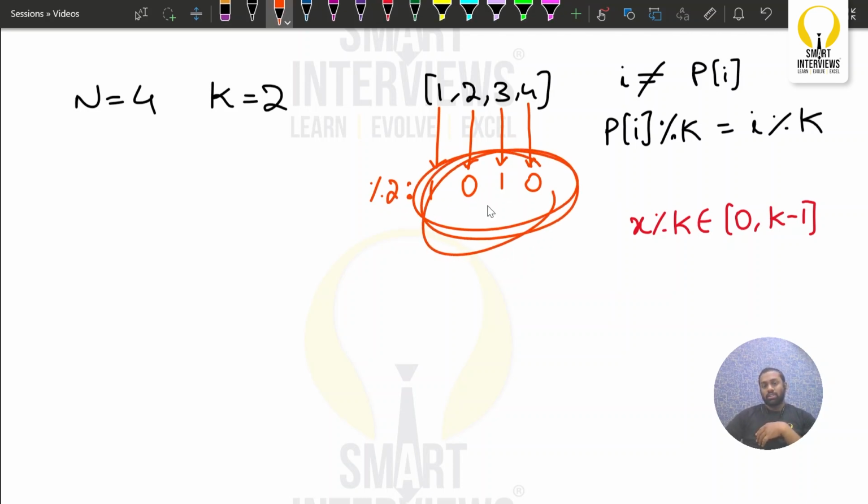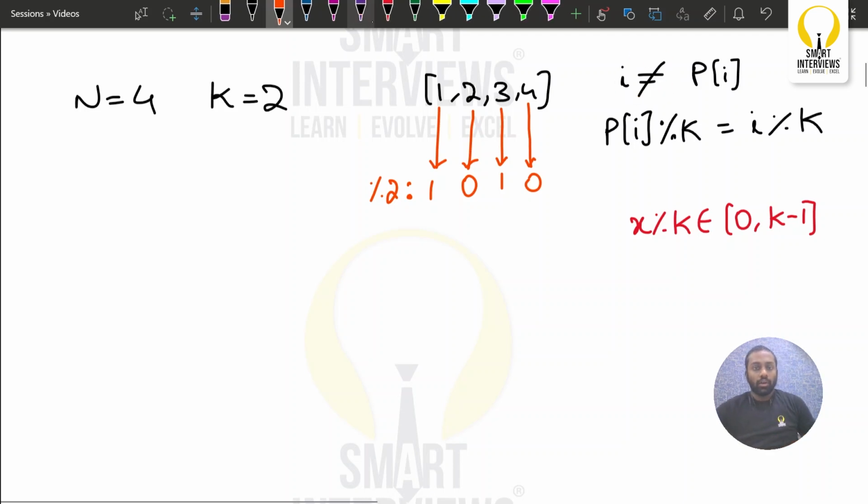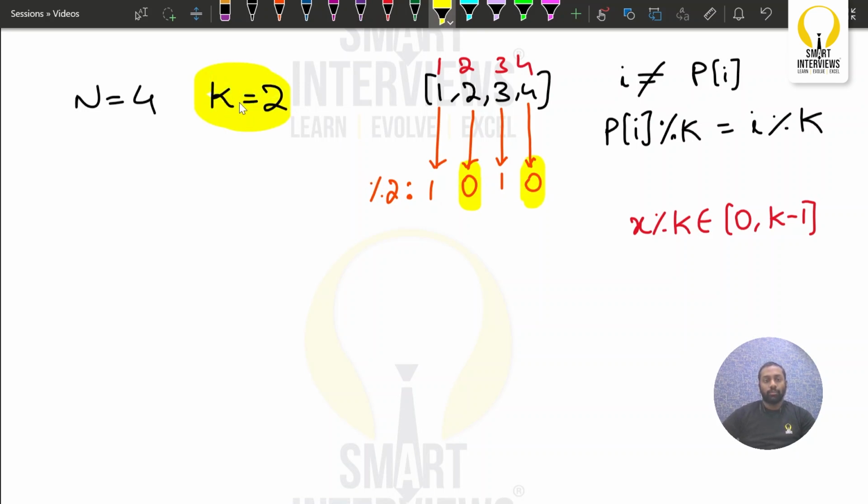Now, what do I understand by this? Nothing much, right? Firstly, if you consider this permutation, it is disobeying the first condition, that i is not equal to p of i. Because the indexing given in our question is 1-based indexing, so 1 equal to 1, 2 equal to 2, 3 equal to 3, 4 equal to 4. I see that the modulus values of 2 and 4 with k are the same. Likewise, 1 and 3 are the same with k.